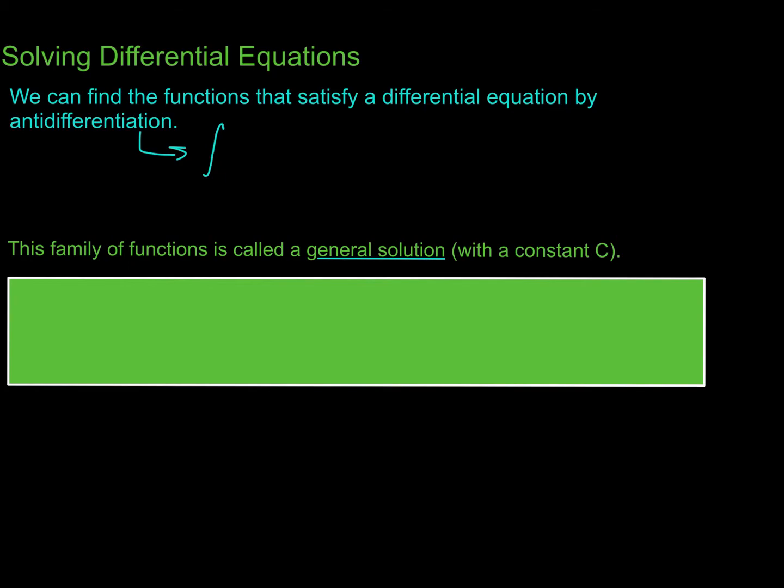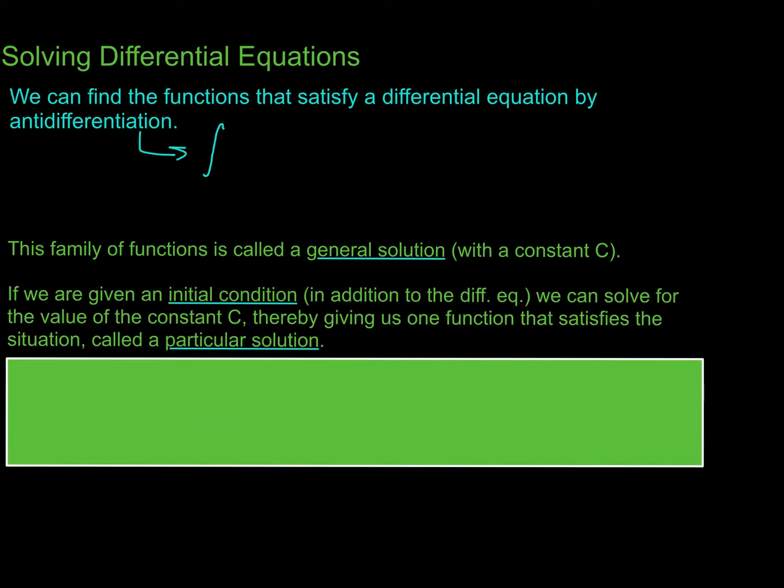And we can do the same thing here. So we can have what's called an initial condition. So if we are given both the differential equation and an initial condition, right, maybe telling me that the position was 4 at t equals 0, for example, we can solve for the value of c, thereby giving us one function that satisfies the situation, and this is called a particular solution. So the particular solution, being a single function, does not have a constant c there that could be any value, right? That's why it's called a general solution, and why a particular solution is called a particular solution.